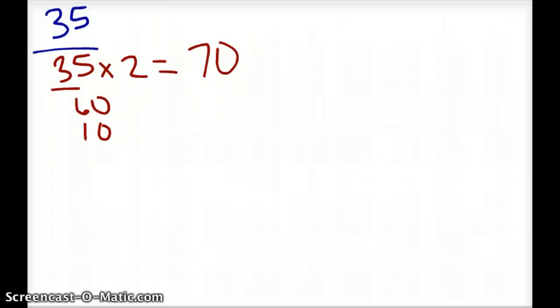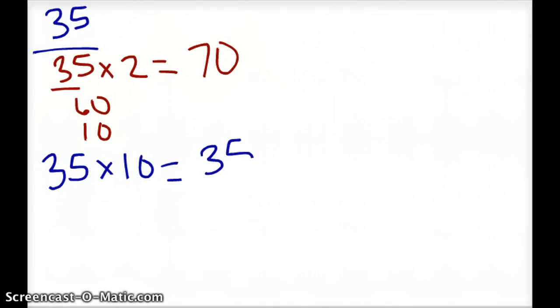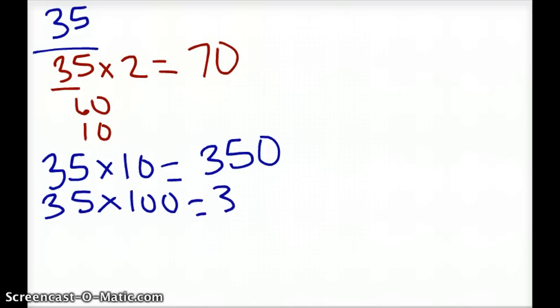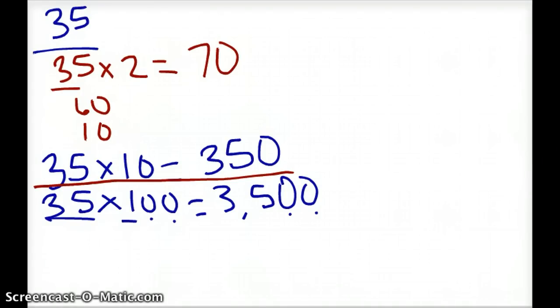Okay, another fact that I would try after 35 times 2, hopefully you're thinking 35 times 10, which would give me 350. 35 times 100 would give me 3,500 because it's 35 times 1 with 2 zeros on the end. Now, I'm going to use my 10 and make 5. So how do I know what 35 times 5 is?